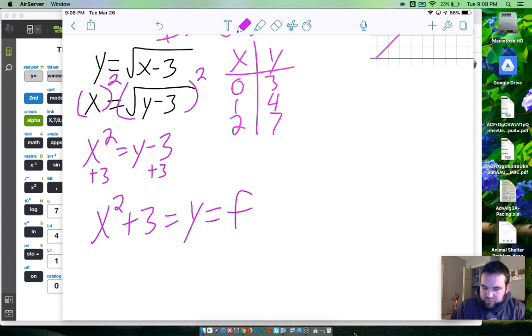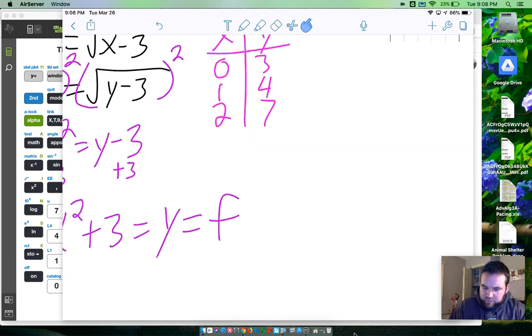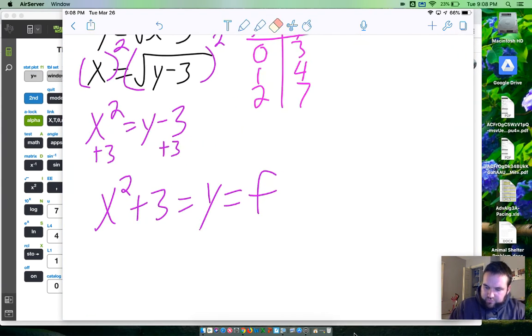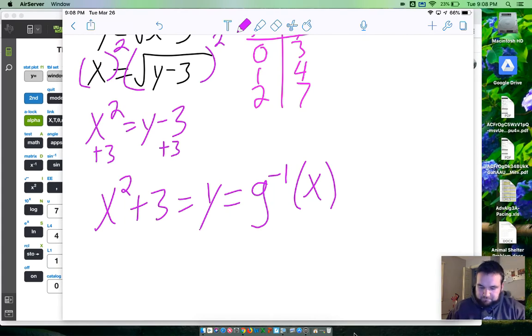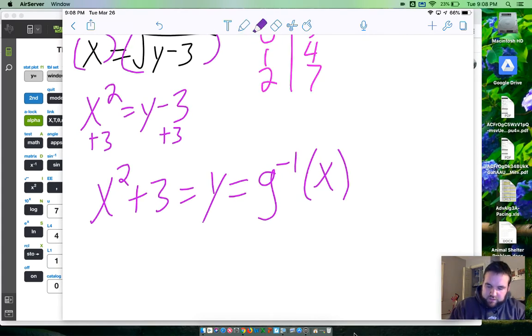which is again referred to as, is this f? No, I used g, which is also referred to as g inverse of x. Okay, so here's the equation for the inverse.